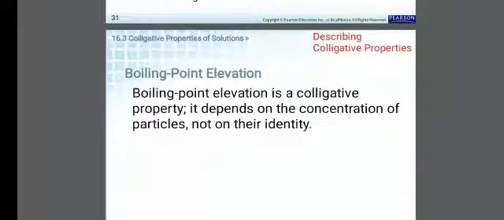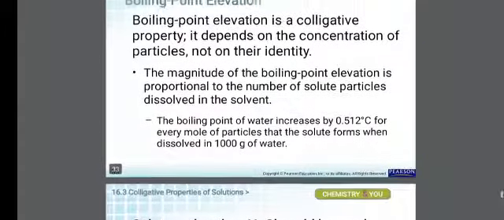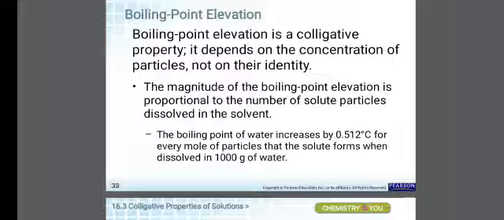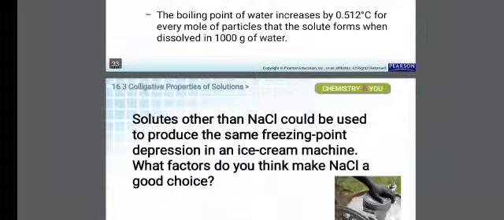Boiling point elevation is a colligative property. It depends on the concentration of particles, not on their identity. The magnitude of boiling point elevation is proportional to the number of solute particles dissolved in the solvent. The boiling point of water increases by 0.512 degrees centigrade for every mole of particles that the solute forms when dissolved in 1000 gram of water.